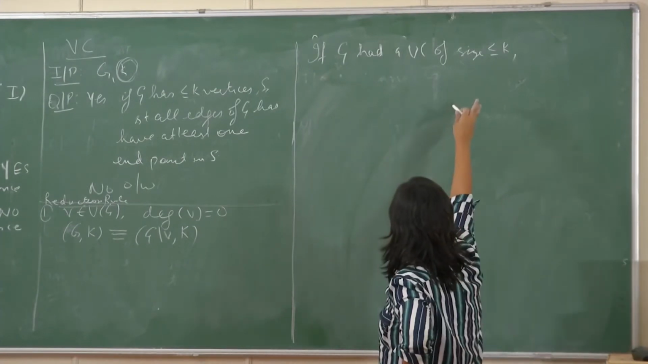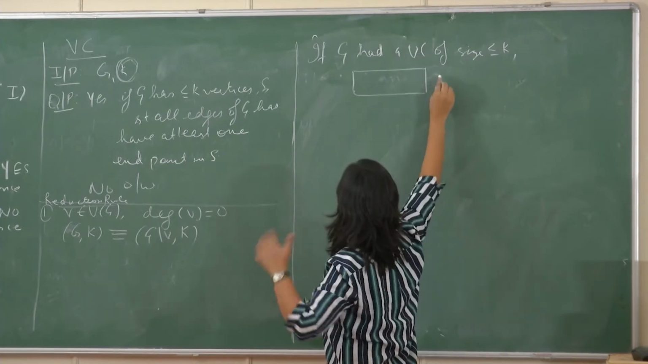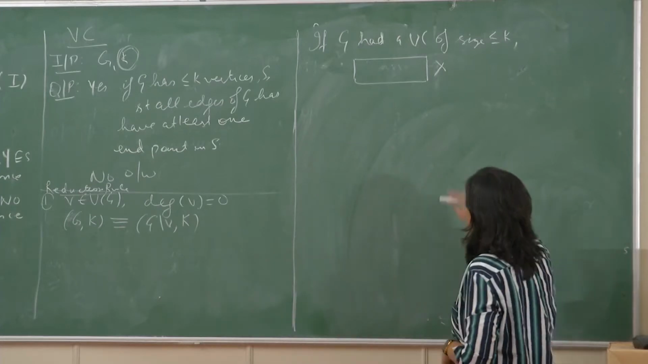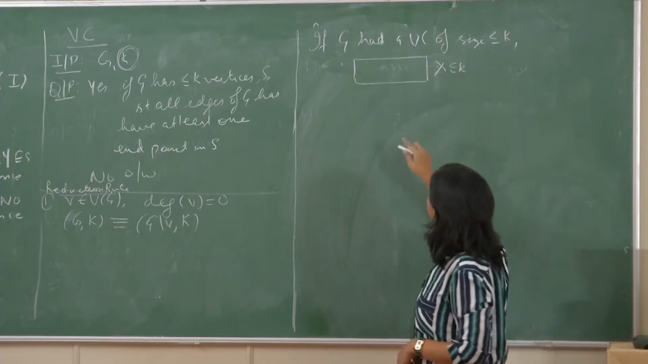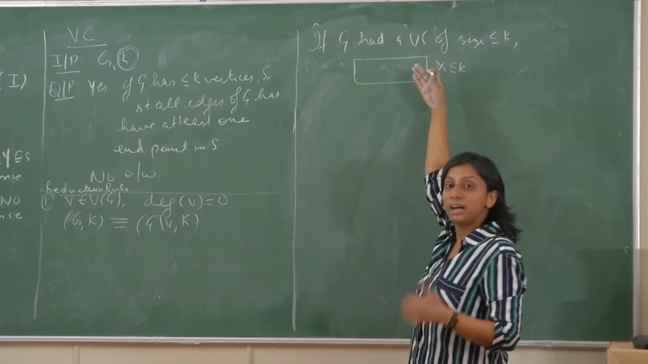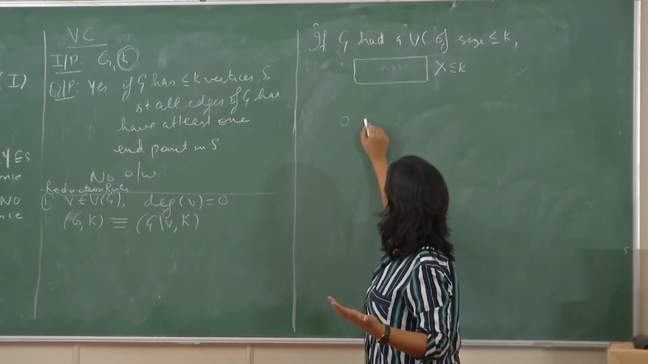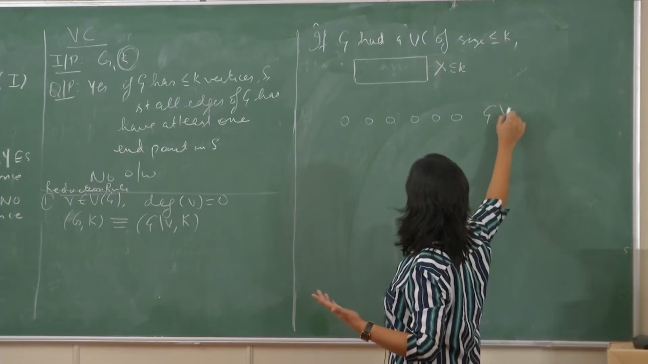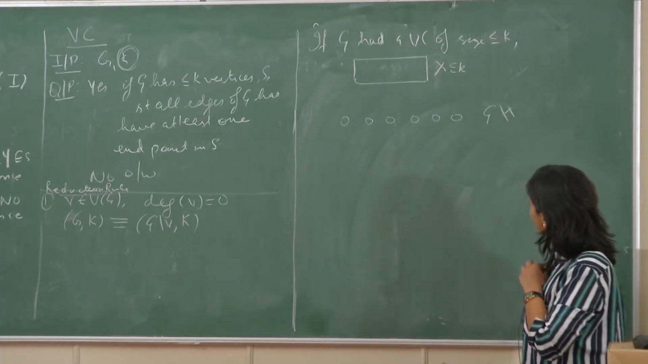So if G had a vertex cover of size at most k, look at that vertex cover. Again, we can always look at it imaginatively. The algorithm is not looking at it. So let's say that vertex cover is x. Its size is at most k. When we delete x from the graph, what do we have? Independent set. So the other vertices, this is an independent set in G minus x. Right?